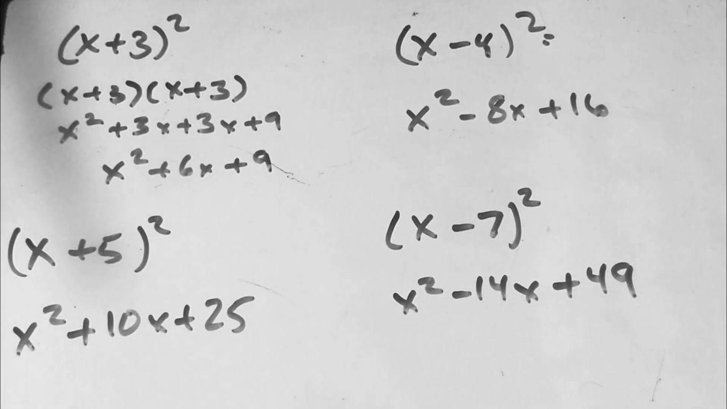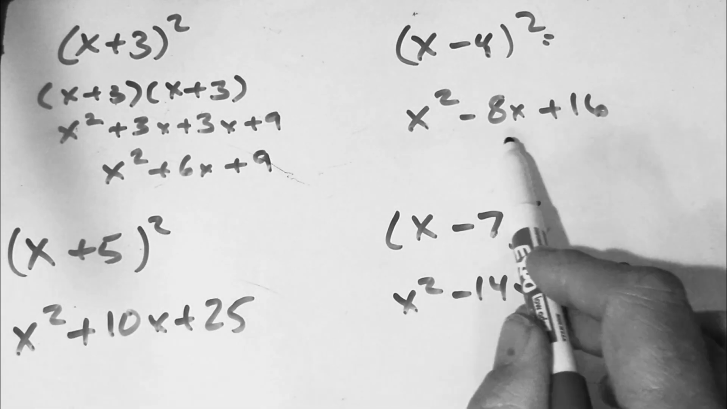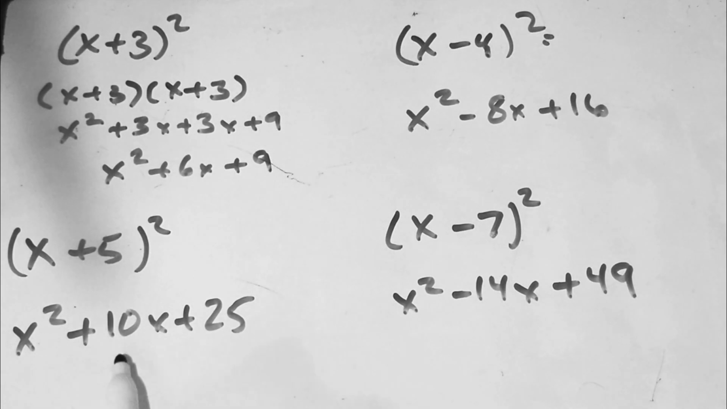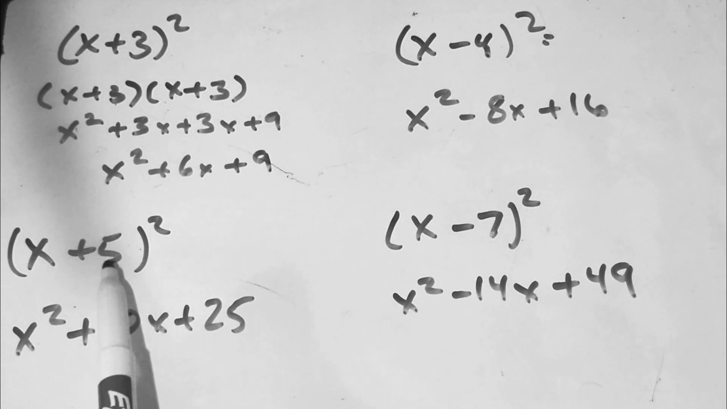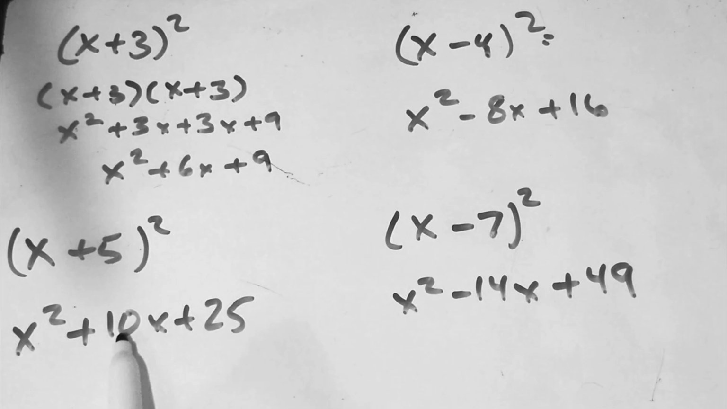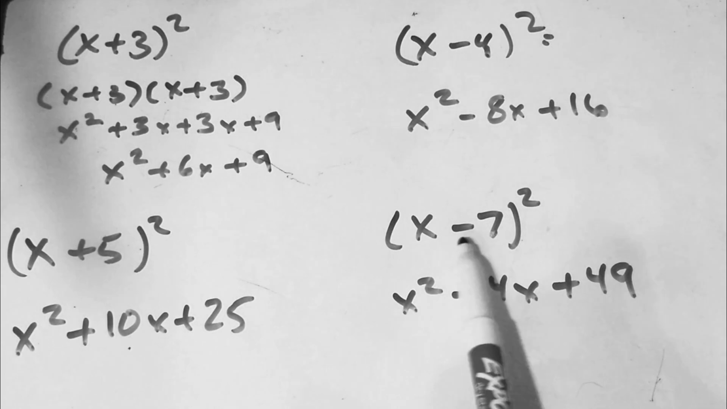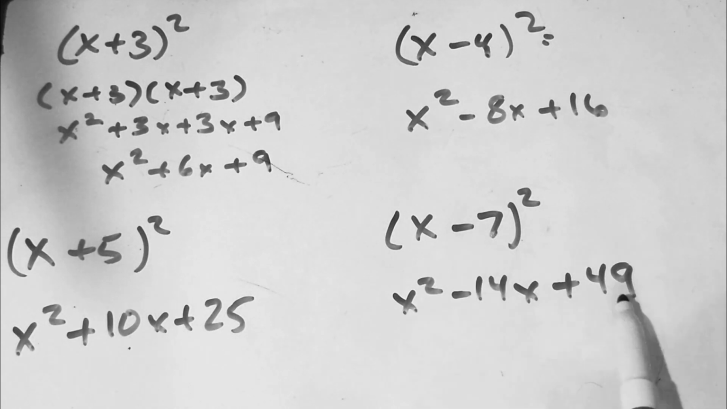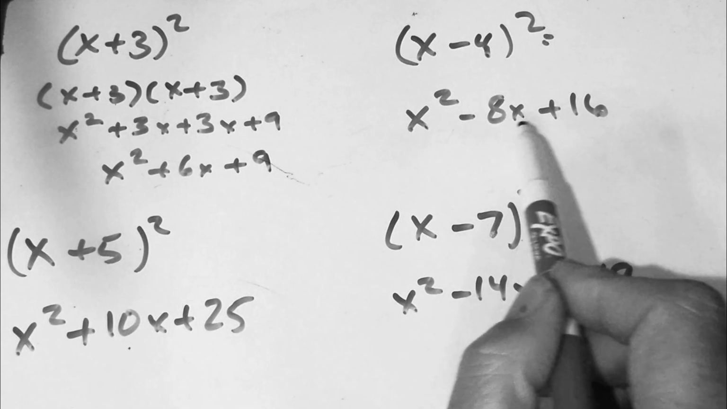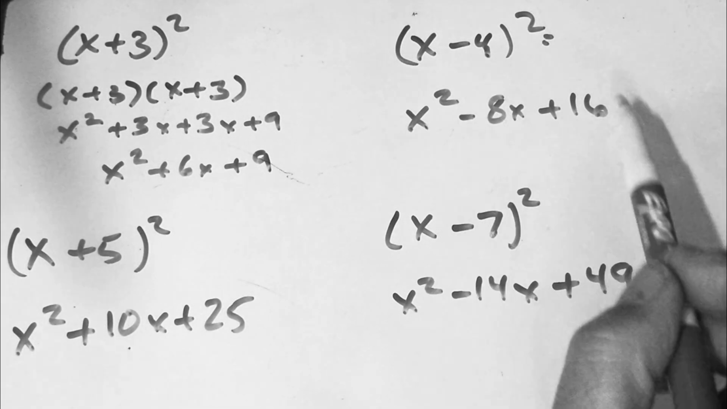Okay, we're going to hope that you got these answers correct. x squared minus 8x plus 16. x squared plus 10x plus 25. x squared minus 14x plus 49. What's really important now is that you start to notice the pattern. You have a positive 5 here, positive 10, positive 25. This is half as big as this, and that's this squared. Over here, half of negative 14 is negative 7. Negative 7 squared is 49. Half of negative 8 is negative 4. Negative 4 squared is 16.